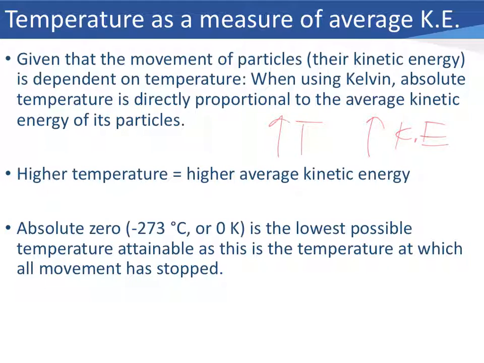Absolute zero is the lowest possible temperature attainable, as this is the temperature at which all movement has stopped. Do a Google search on how low can you go. How close have we gotten to 0 Kelvin? Not we like me, but scientists. It's pretty low.